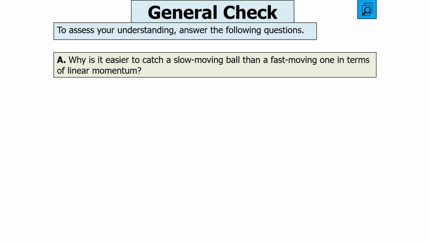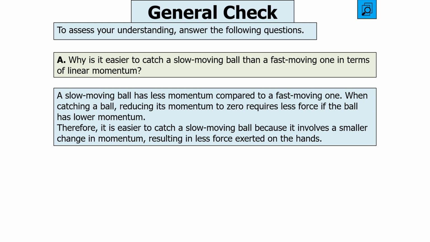So pause the video now, then unpause the video when you want to go through your answer. A slow-moving ball has less momentum compared to a fast-moving one. So when catching a ball, reducing its momentum to zero requires less force if the ball has a lower momentum. Therefore, it's easier to catch a slow-moving ball because it involves a smaller change in momentum, resulting in less force exerted on the hands.